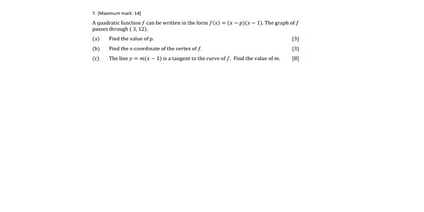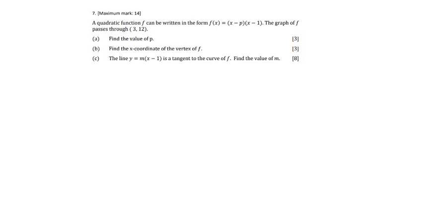This problem is about a quadratic function, and this appears in one of our exams. A quadratic function f can be written in the form f of x equals (x minus p)(x minus 1), and the graph of the function passes through (3, 12). We have three questions that follow here.